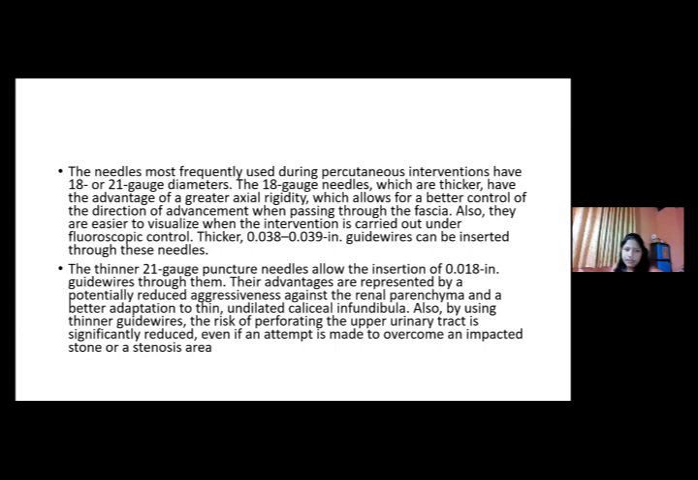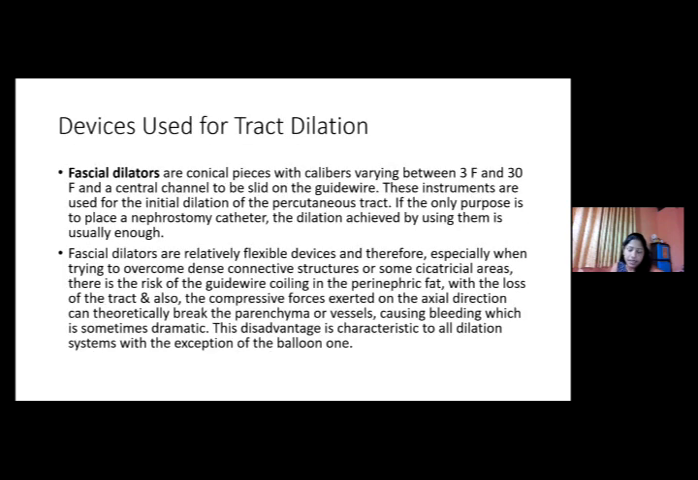If we are using the larger one, we can put the normal guide wire, that is the 0.038. But the advantage of having a smaller needle is that we can negotiate the undilated calyceal infundibulum, and it is again less traumatic. But if we encounter a rigid area or a fibrous area, it is better to use the larger needle with the larger guide wire.